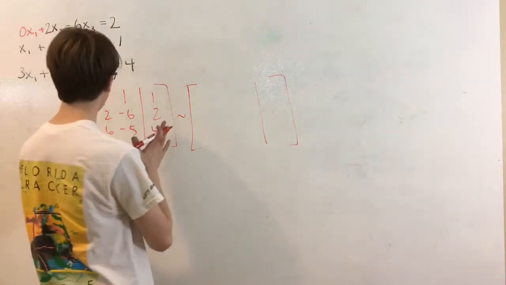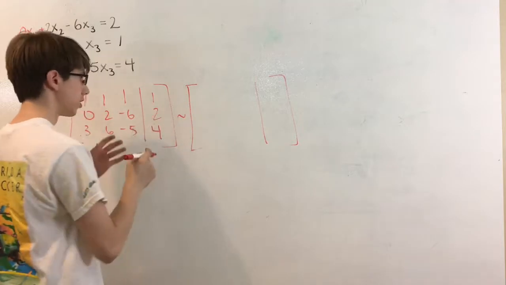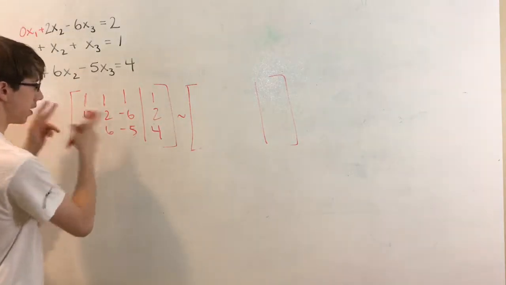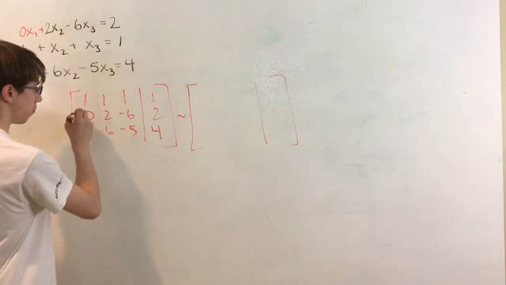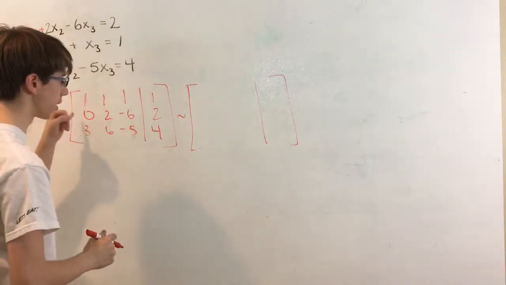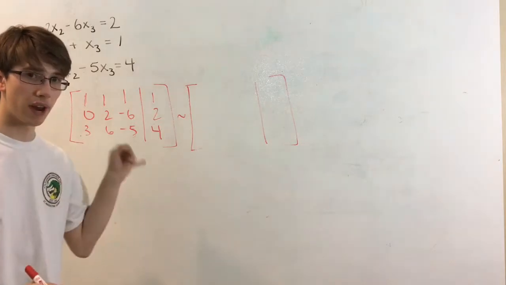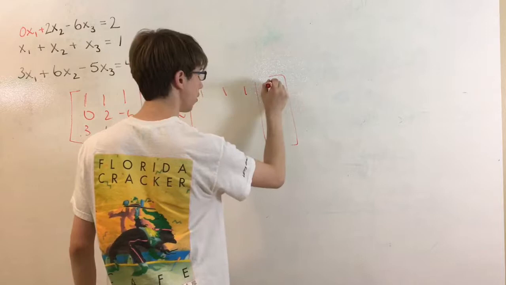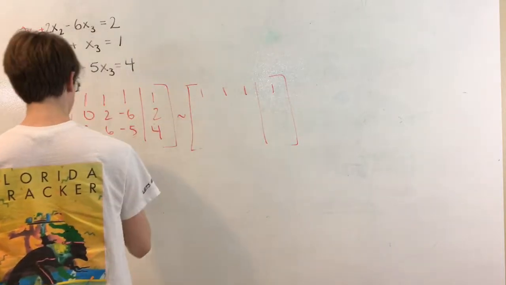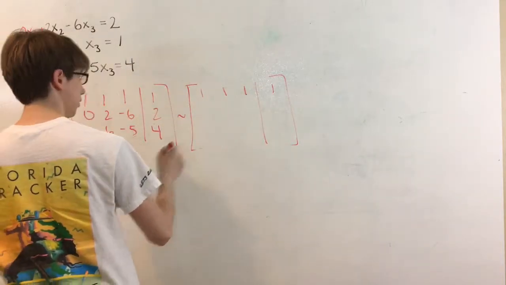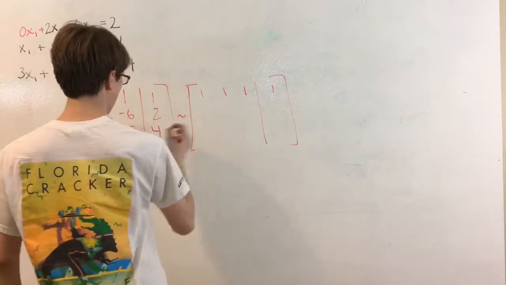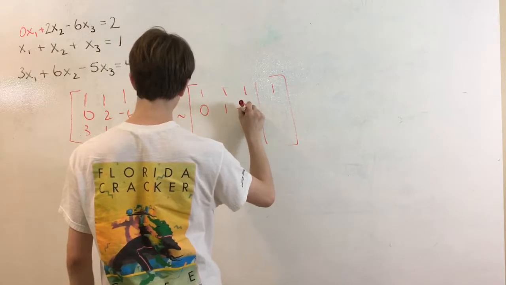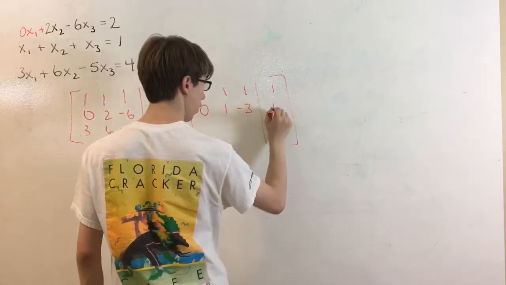So we can multiply this row by a scalar, and that scalar will be 1/2. All right? So we're multiplying this second row, we're multiplying row 2 by a scalar 1/2. So we go 1, 1, 1, 1, and then 0, 1, negative 3, and then 1.